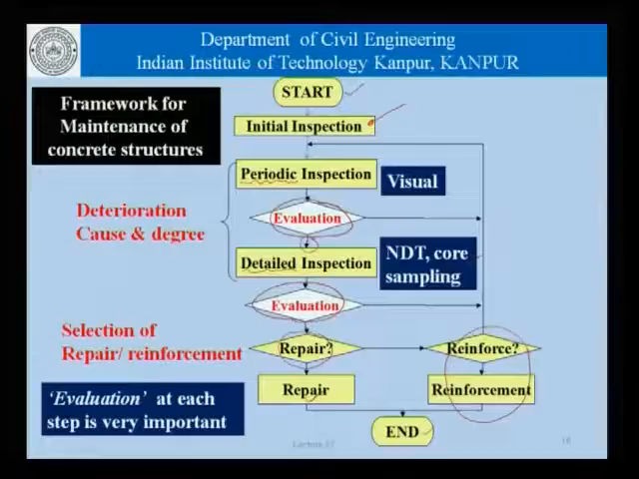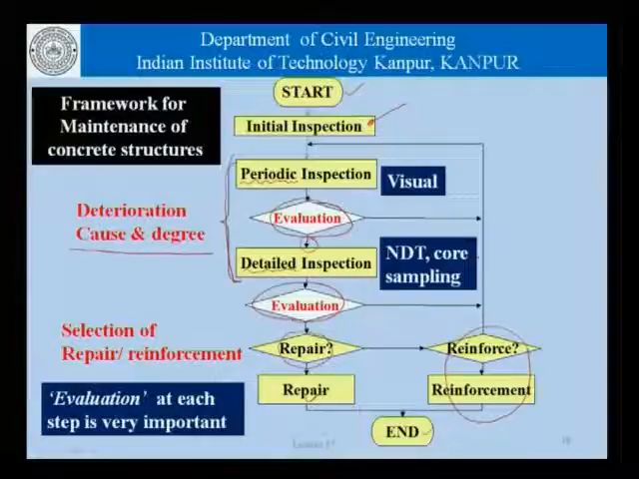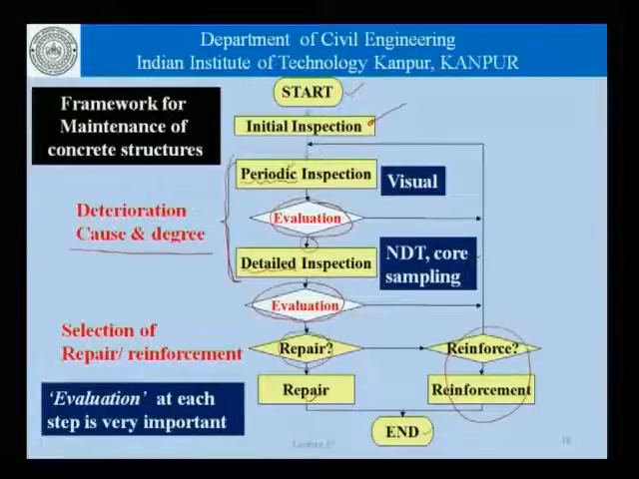Now, in this part here, we need to understand issues related to the causes and degree of deterioration, which means we must have an understanding of the deterioration mechanisms that are operating. It could be corrosion of reinforcement, it could be alkali aggregate reaction, it could be fatigue, and so on and so forth. So, in order to be able to carry out periodic and detailed inspections, we must understand the mechanisms of deterioration and also the relevant non-destructive testing tools and the limitations of the data that is available to us at the end of the testing.